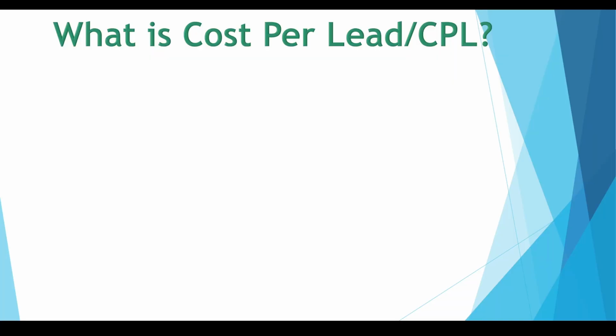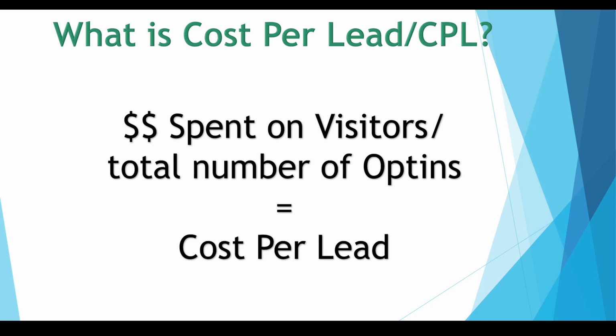Lead, which leads us onto our second metric, being cost per lead, sometimes known as CPL for cost per lead. What is cost per lead, or CPL? In its simplest form, it's how much did each lead cost you. It's the money you spent on visitors to your squeeze page divided by the total number of opt-ins equals cost per lead.